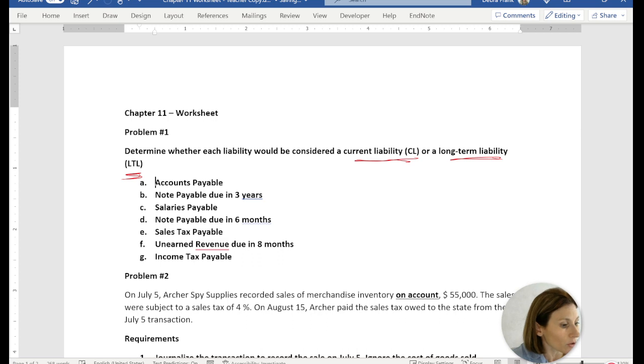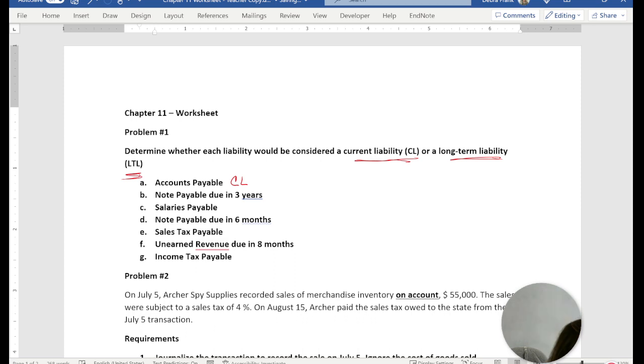All right, so we have current liability for CL, and then we have long-term liability for LTL. All right, so first we have accounts payable. So that's when the business owes cash to the vendors. And so that's within that current operating cycle. And so it would be current liability. So we'll make it CL.